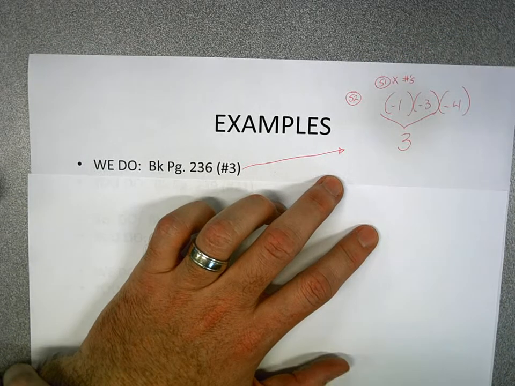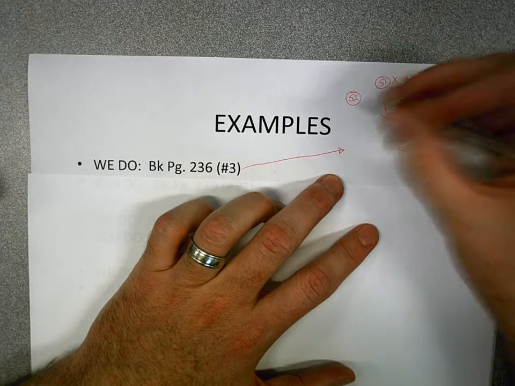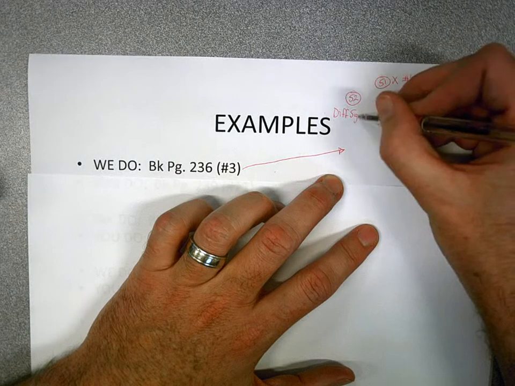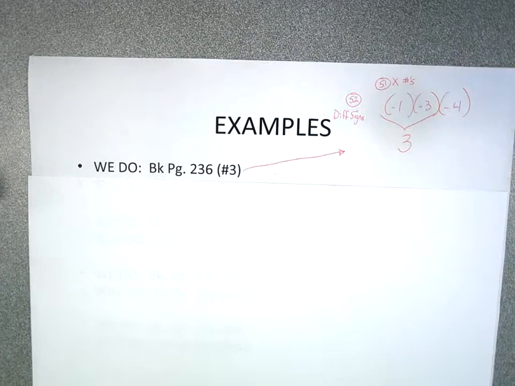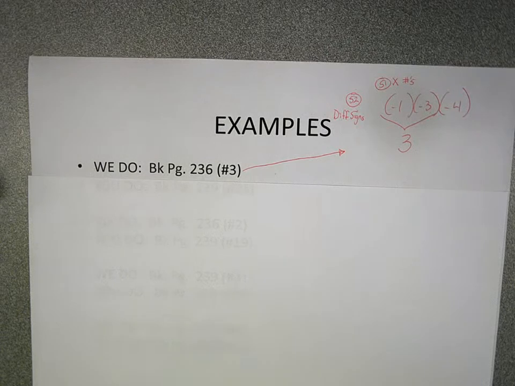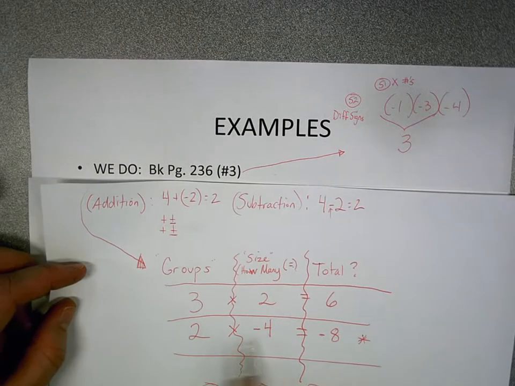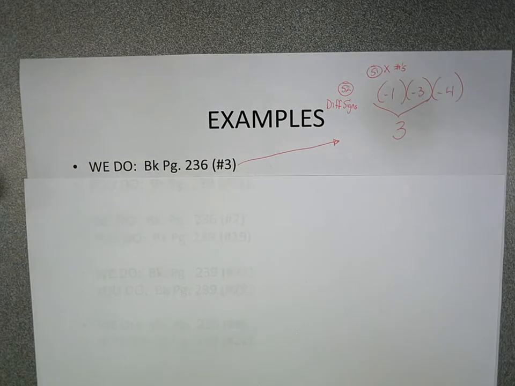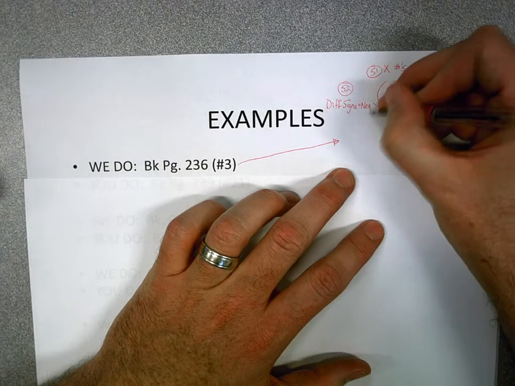Step 2 is, let's write these down for notes. Let's start with, what if they're different signs, meaning one's a positive and one's a negative? Well, last time we did this type of problem, what was the end result? It was a negative. So anytime they're different signs, it's going to give us a negative answer.